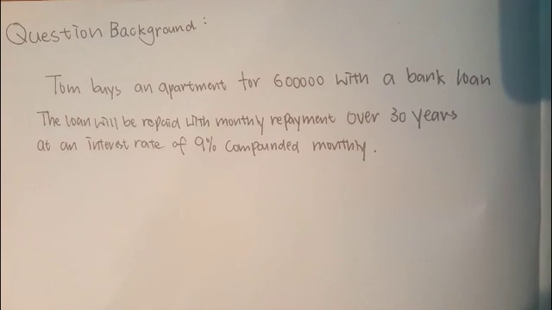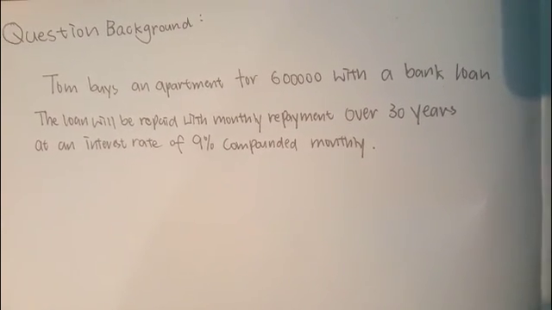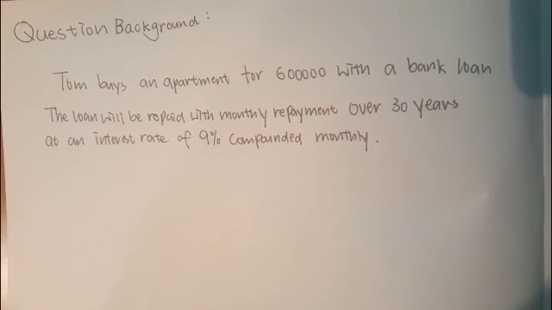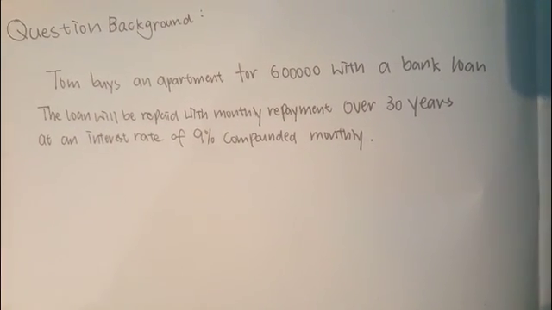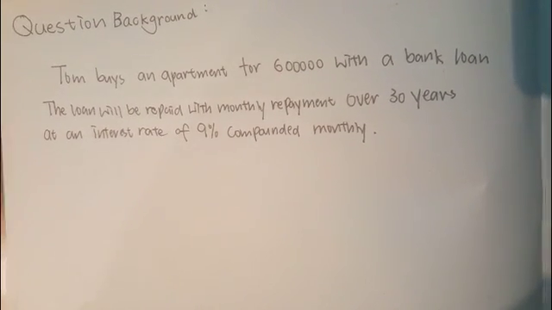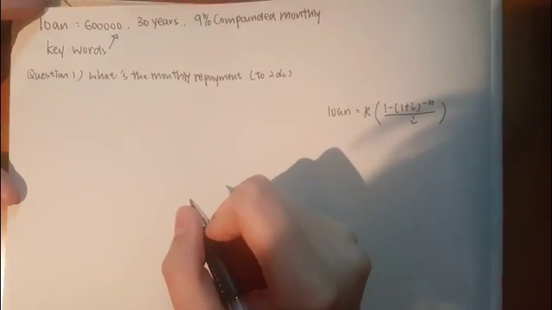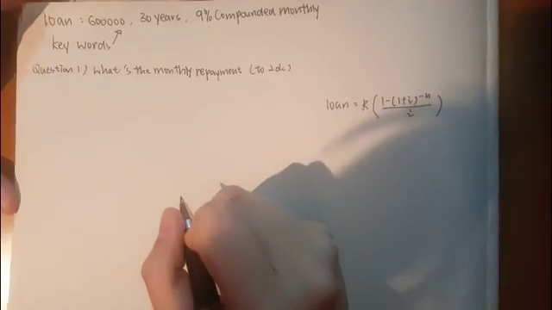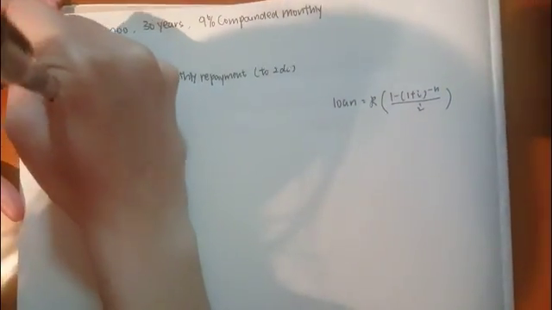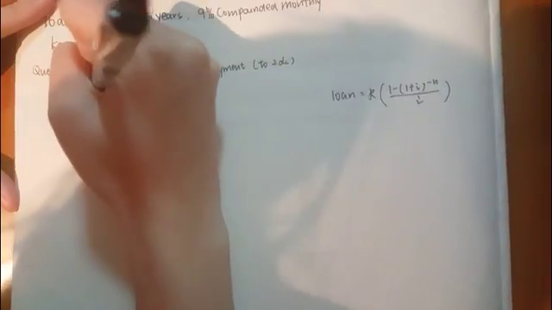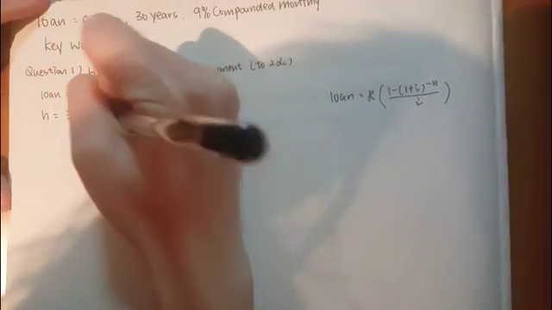Here is the question background. Tom buys an apartment for $600,000 with a bank loan. The loan will be repaid with monthly repayments over 30 years at an interest rate of 9% compounded monthly. Question 1 is, what is the monthly repayment? According to the formula, the loan is equal to $600,000. And since 1 year has 12 months, M is equal to 30 years times 12, equal to 360.